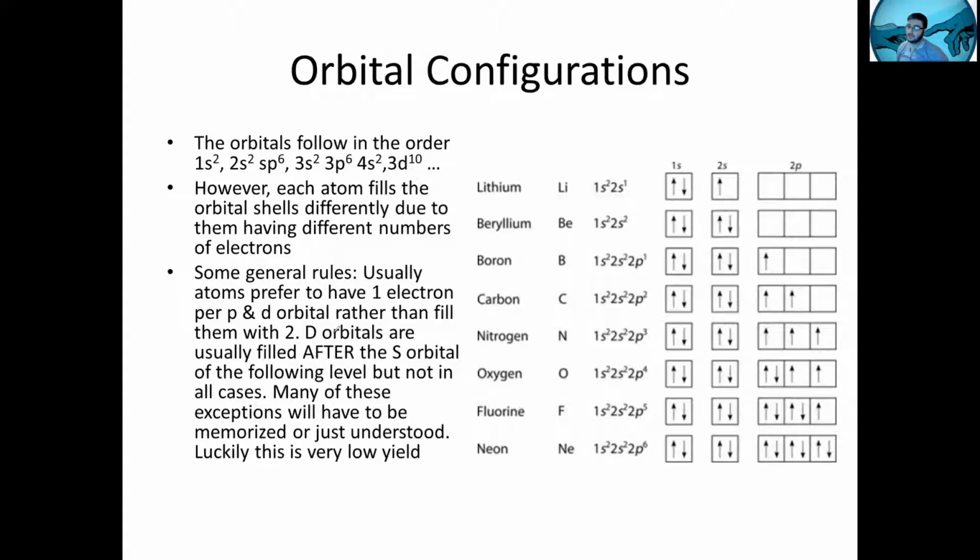Another general rule is that d orbitals are usually filled after the s of the following level, but that's not actually in all cases. You can see here, this first number is which shell we're talking about, which ring. The one here means this is the first ring. These are from the second ring. These are the third ring. But you see here it goes 3s, 3p, 4s, then 3d, right? This is again because the 3d is actually higher energy than the 4s. So the 4s actually gets filled up first before the 3d, usually in many cases, but not in other cases.